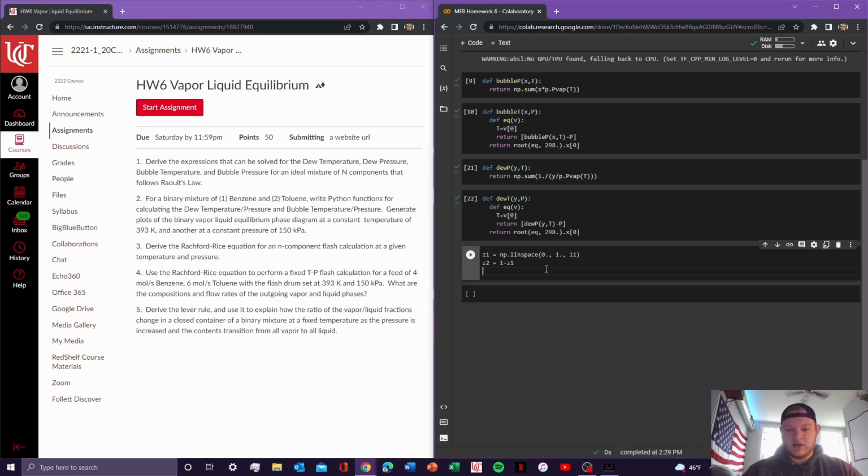Then we also need to make a new y-axis, because we can't just plug in the bubble pressure, it'll get confused. So we're going to make a list, bubble P list, and this is going to be basically doing the same function as up there, just for the 2 components we have. Up there is a base one for all of the components. We're just doing one for just these 2. So Z1 is benzene, Z2 is toluene.